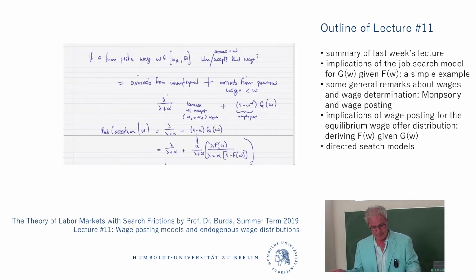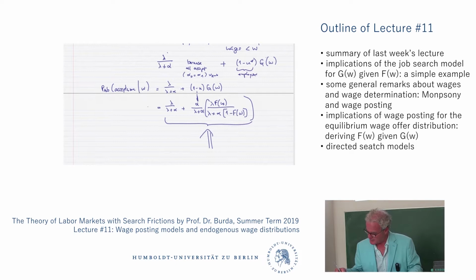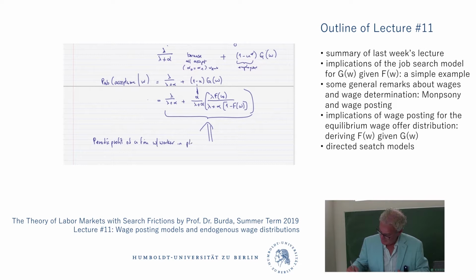Okay, so we can actually write this down. We can think of a firm as facing this probability of acceptance, and then we'll have to consider all these different alternatives. But to do that, we have to write down the profit function of the firm. So again, this is a simple model. The periodic profit of a firm with a worker, because you can't produce without a worker, you have no profits at all in that case, is equal to y minus w.